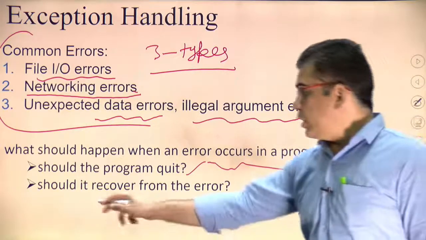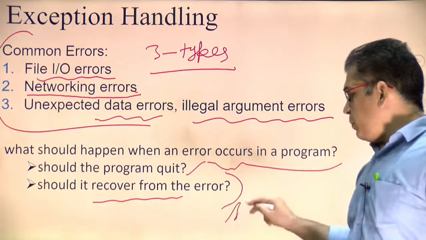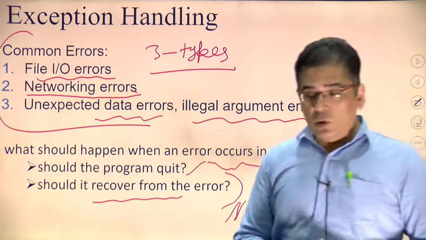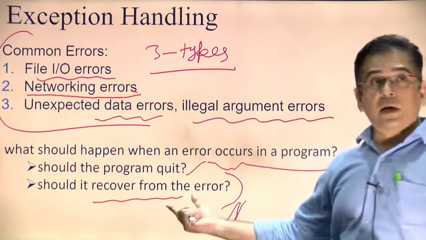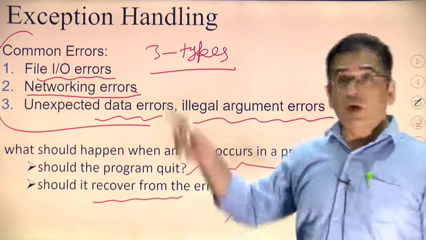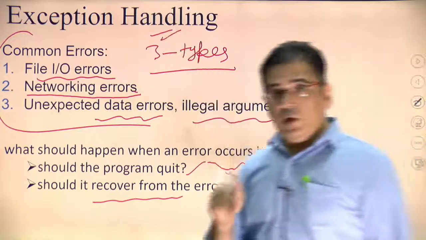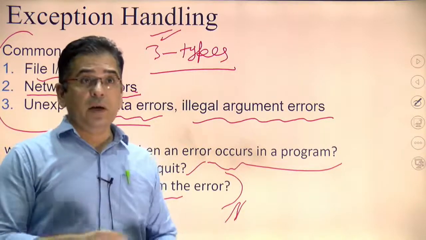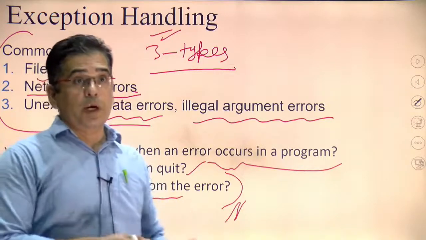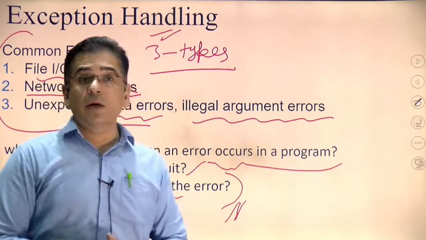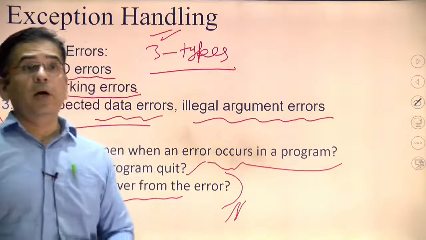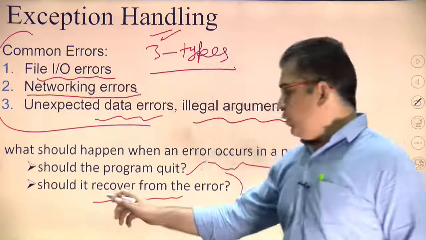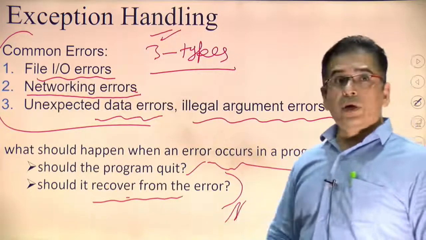Second case, should it recover from the error? Now this is the main important part. If any error comes at runtime, is there only one option to quit the program, or is there any option to recover from that error? So to recover from that error, we are doing exception handling. So even if at runtime any error occurs, then no need to worry. There is an exception handling mechanism which you need to incorporate in your program that will handle the runtime errors and does not interrupt the execution of your program. So you need to focus on the second point. We need to recover from the error, not quit the program.